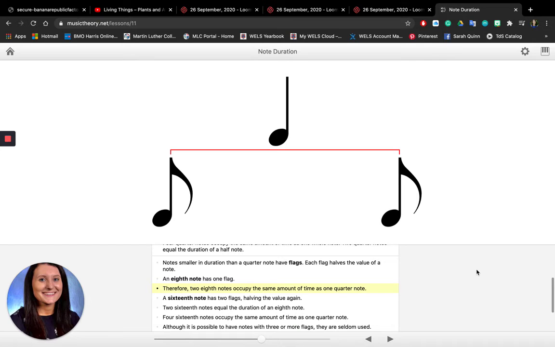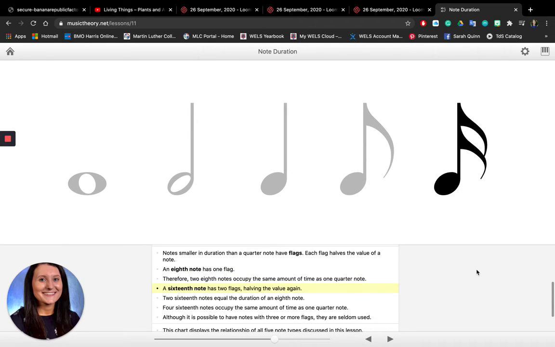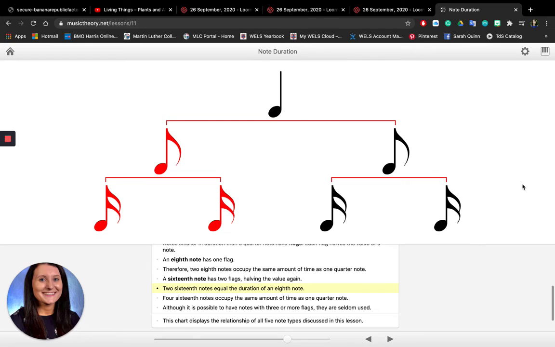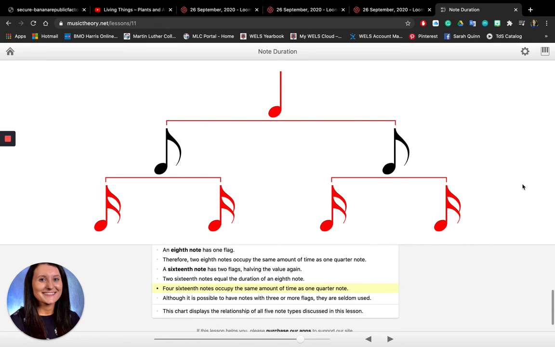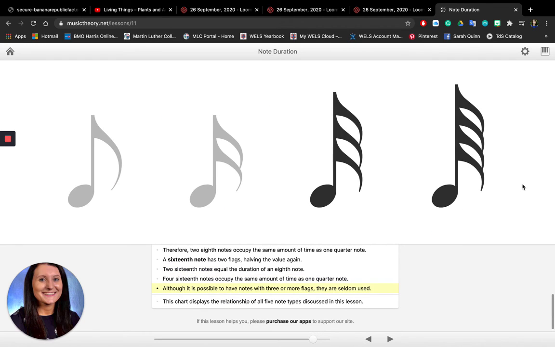And now there's even a smaller note called the 16th note, so it's halved again from the 8th note. So a 16th note has 2 flags on it, as we see, halving the value again. So 2 16th notes equal the duration of an 8th note. And 4 16th notes occupy the same amount of time as 1 quarter note. Although it is possible to have notes with 3 or more flags, you very rarely see this in music.